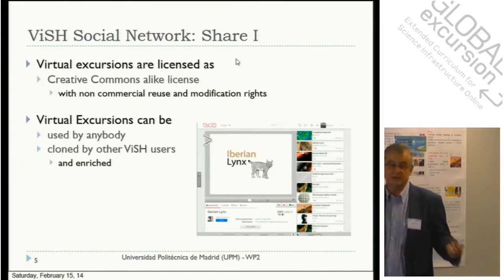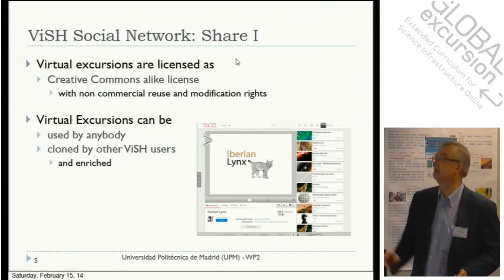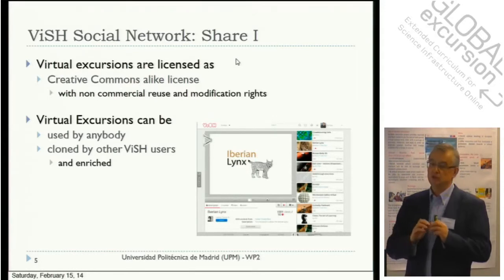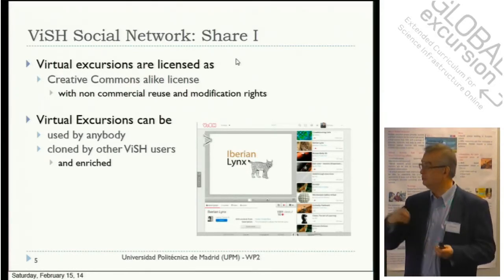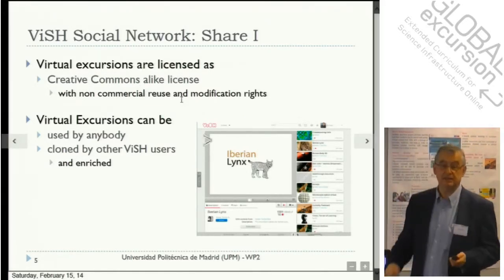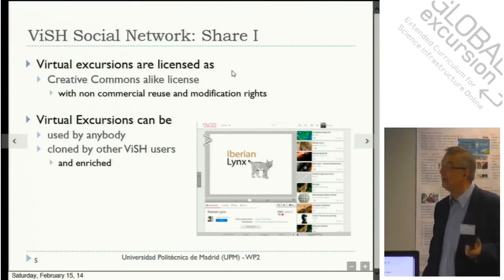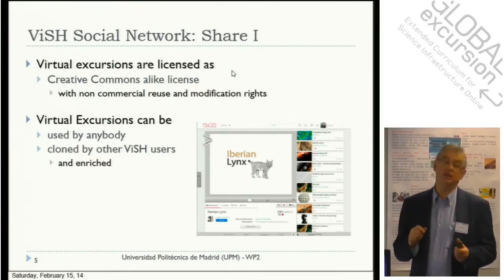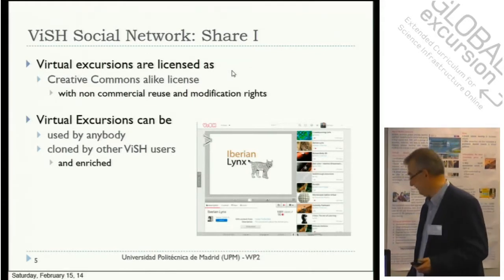What can we do as social people to communicate with others? What is the basic scheme within the ViSH? When you create an excursion, you give it to the ViSH. You are the intellectual owner, but you give it to the ViSH with a license, which you agree to when you register and when you upload the excursion. It is a Creative Commons-like license, where you also give the right for non-commercial reuse and modification. People can change things and do something different.